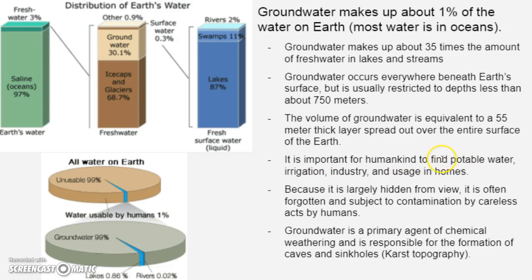It's important for humankind to find potable water, for irrigation, industry, and usage in homes. Because it's largely hidden from view, it's often forgotten about and subject to contamination by careless acts by humans. Groundwater is also a primary agent of chemical weathering and is responsible for the formation of caves and sinkholes. We'll look at karst topography as we end this. If we break this down in this type of chart, about 99% of all water on Earth is unusable, so we're really only fighting to figure out how to access the 1%. And 99% of the water that's usable by humans comes from groundwater. Less than 1%, or about 1%, is from lakes and rivers.